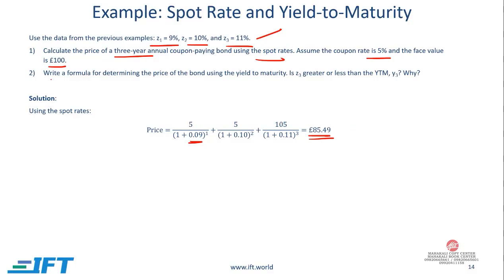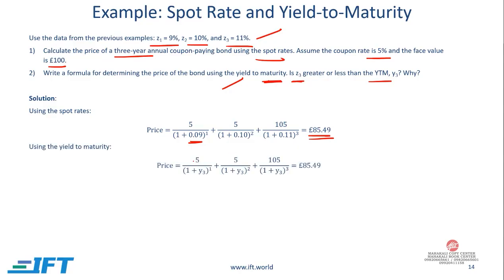This is the formal way or the arbitrage-free way of valuing a bond. Then I want you to do this. Write a formula for determining the price of the bond using the yield to maturity. Is Z3 greater than or less than the yield to maturity? So the first thing is to come up with that formula. So try to do that before you look at the solution.